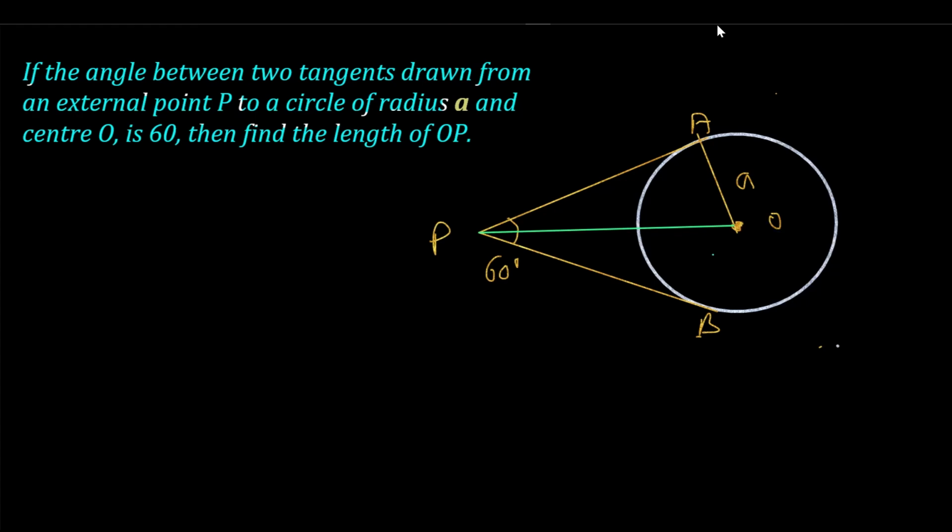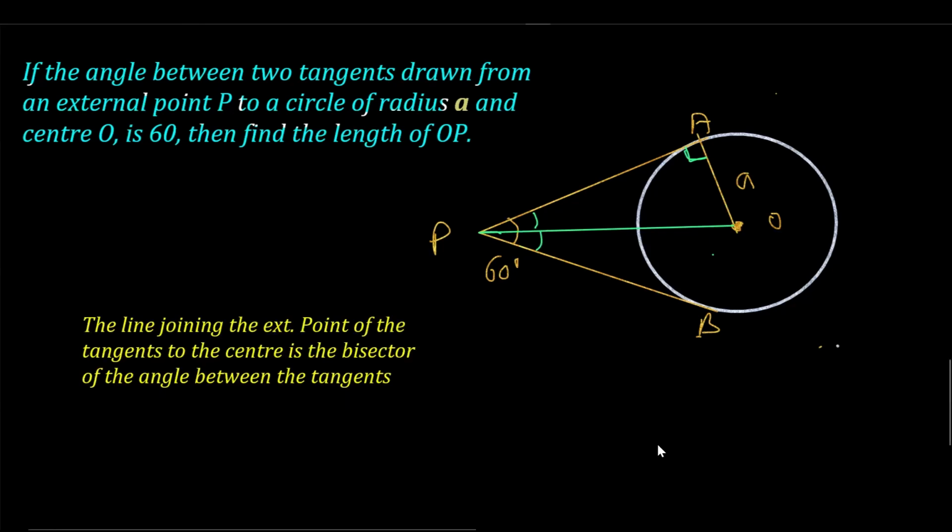Now we know that the radius is perpendicular to the tangent at the point of contact. So we are going to use the concept of trigonometry, but before that you should know that the line joining the center to the exterior point of the tangents is the bisector of the angle between the tangents. So let me write down this property: the line joining the exterior point of the tangents to the center is the bisector of the angle between the tangents. So can I say this is 30 each?